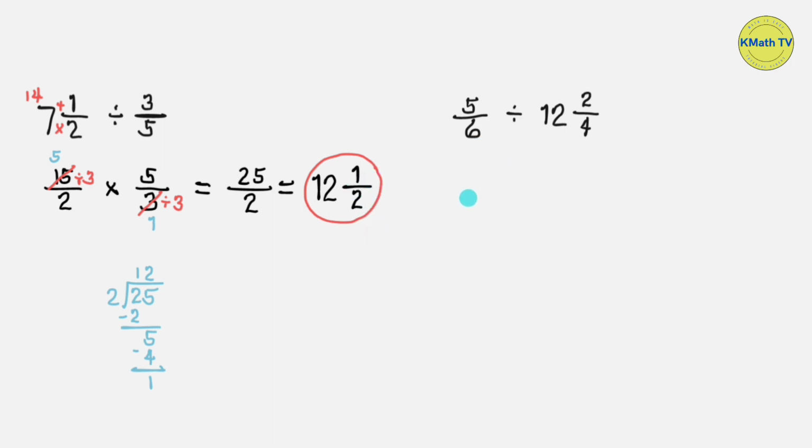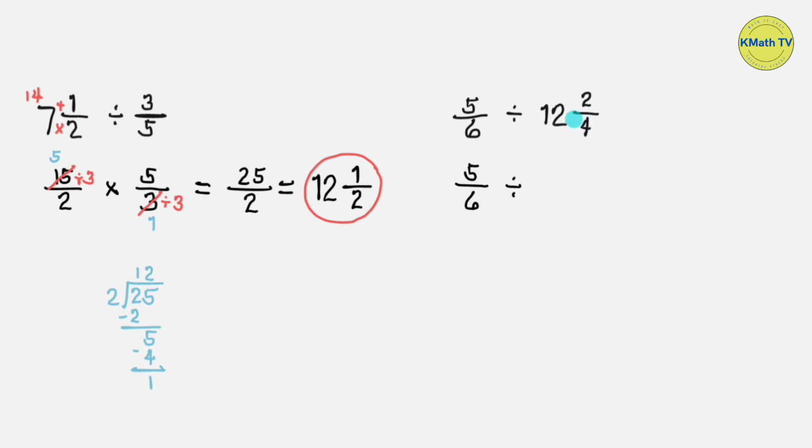Second example, let's divide 5/6 divided by 12 and 2/4. Here, the divisor is a mixed number. So, we will change this to improper fraction. Okay, let's copy the dividend 5/6 divided by the divisor. Mixed number will be changed to improper fraction.